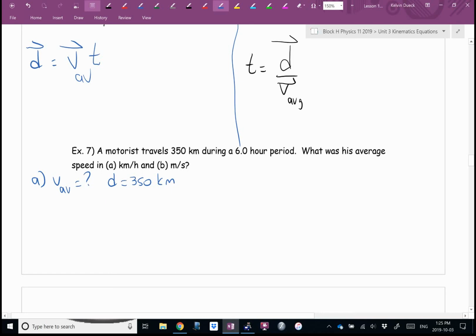Keep reading. What's the next number you see, Austin? What are the units next to it? So? It's got to be. Did they say the word time? No.